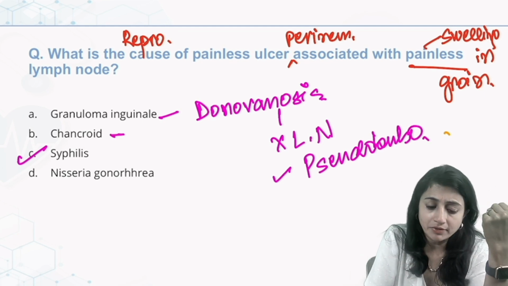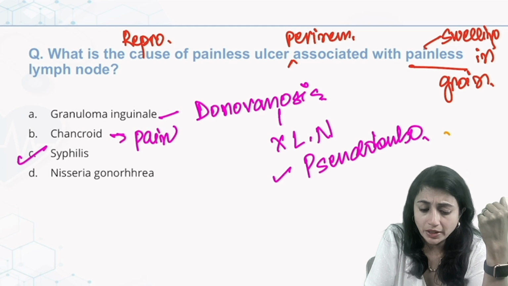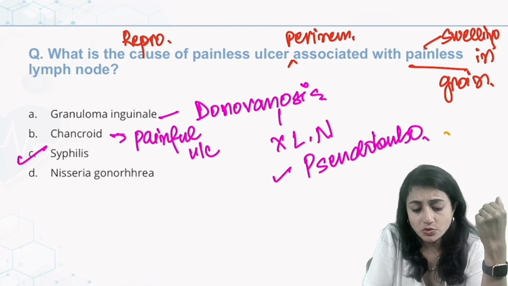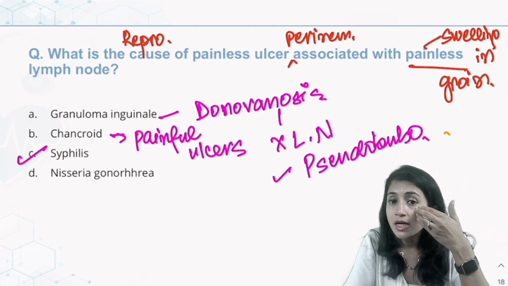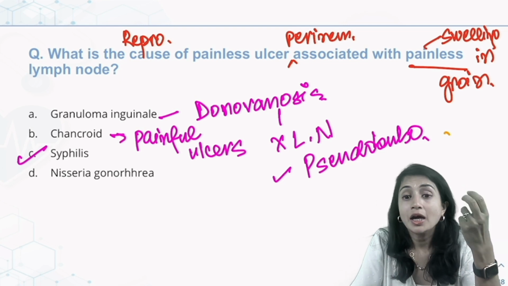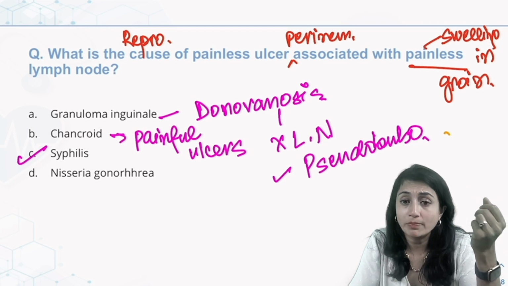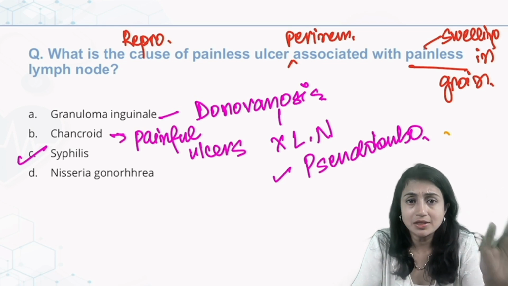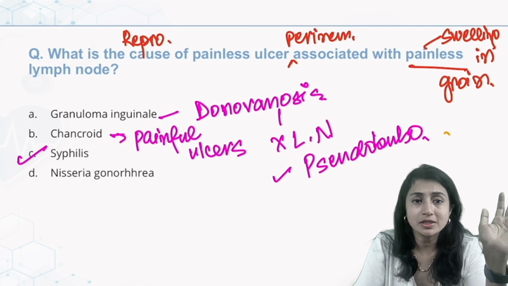Chancroid, on the other hand, will always lead to painful ulcers. Herpes would also lead to painful ulcers. LGV, you do not see an ulcer. The ulcer is transient, right? And there is suppurative lymphadenopathy. It is painful. So, painless ulcer with painless lymph node is syphilis.